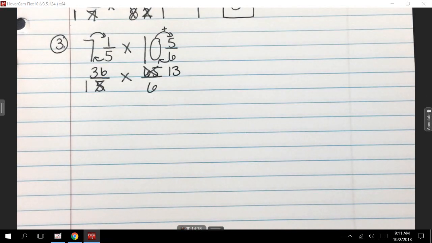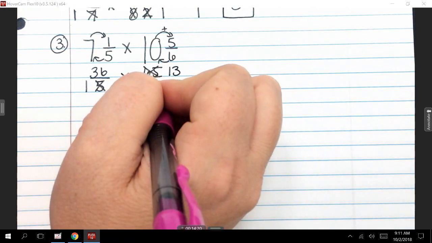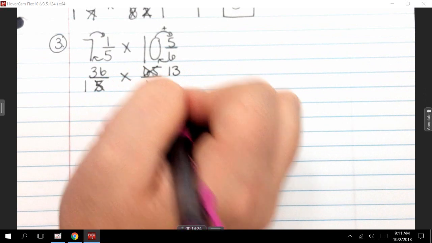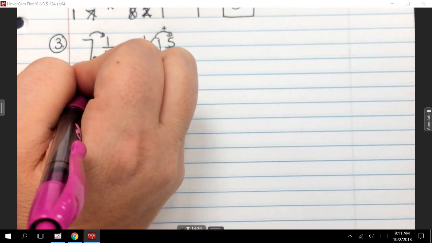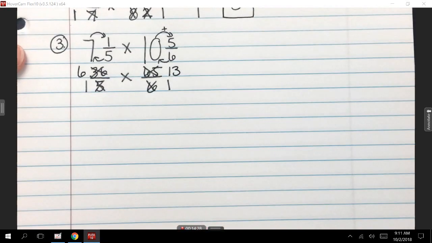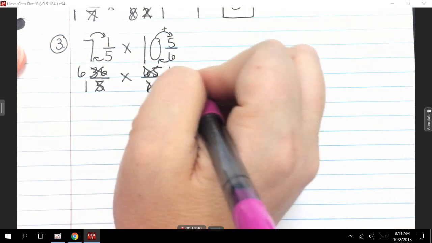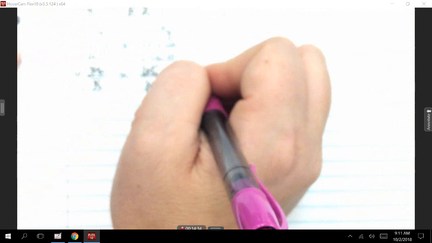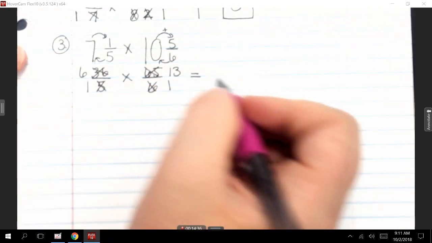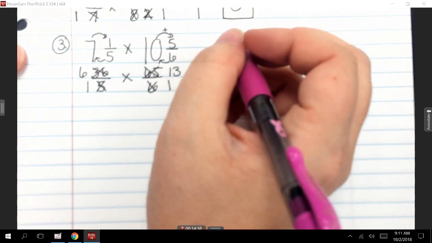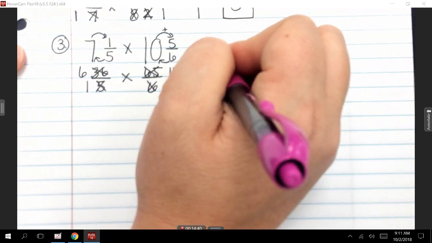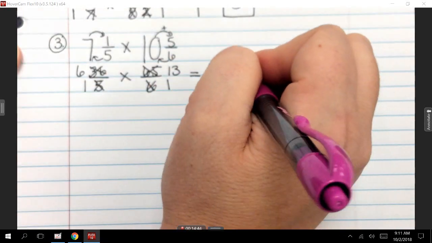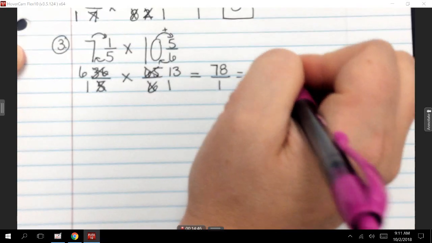Abby? 6 and 36. What number can go into those? 6. 6 divided by 6 is? 1. And 36 divided by 6 is? 6. Can anything else simplify? Nope. All right, and that's a clear indication because all that's on the bottom is 1s. So we know we're done. All right, so 6 times 13. Logan. 78 over 1, which is really just 78.